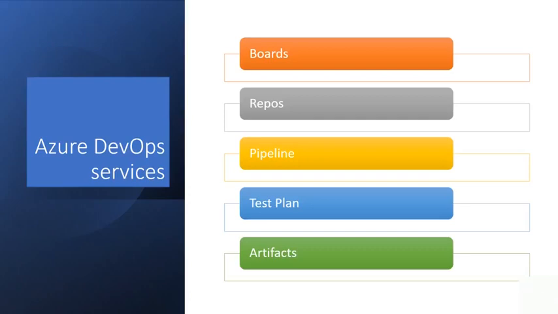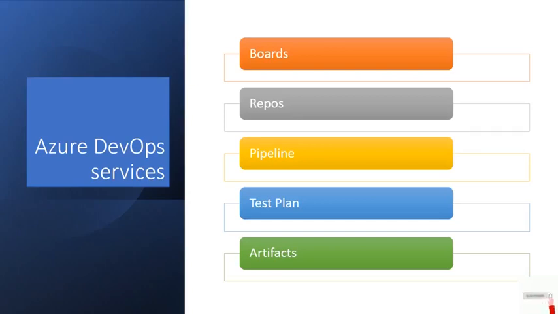Pipeline is something related to the development of your code. So all the tasks, the automation process, the CI/CD, everything will be available in the pipeline. Then we have Test Plans. It is also one of the main features in development. The automation testing and the manual testing can all be taken care of by Test Plans.